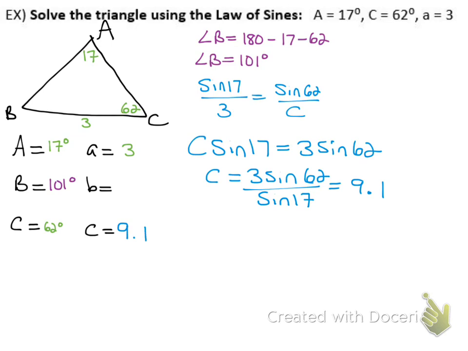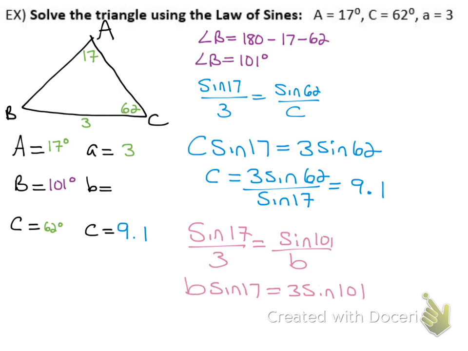I now need to repeat this process for side length B. So I set up a proportion, I cross multiply, divide both sides by sine of 17, and get that side B is 10.1. Don't forget to log that in your variable inventory. All 6 blanks are filled, so I know I am done.